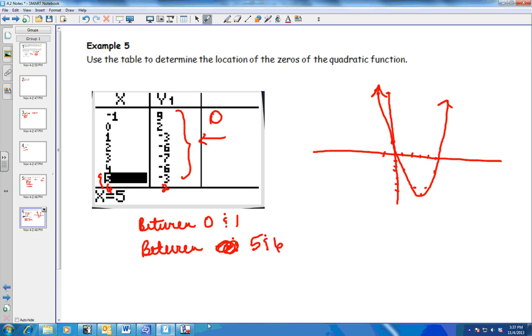Okay, so sometimes instead of giving you an equation or a picture of the graph, they're going to give you a picture of the table, and you have to guess where the zeros are located. You're always looking on your y values where a 0 is. If a 0 is not listed, you're going to look and find out where my y values went from negative to positive or from positive to negative. And your answer will always be your x values. So between 0 and 1, and between 5 and 6.